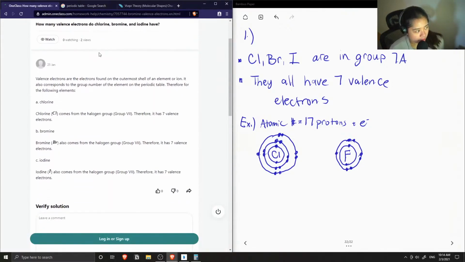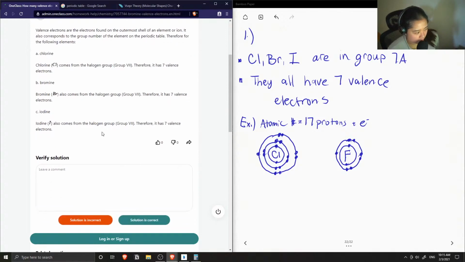And the junior tutor said that valence electrons are the electrons found on the outermost shell of an element or ion. Also corresponds to the group number of the element on the periodic table. Therefore, for the following elements, chlorine, bromine, and iodine all have 7 valence electrons. So this solution is correct.